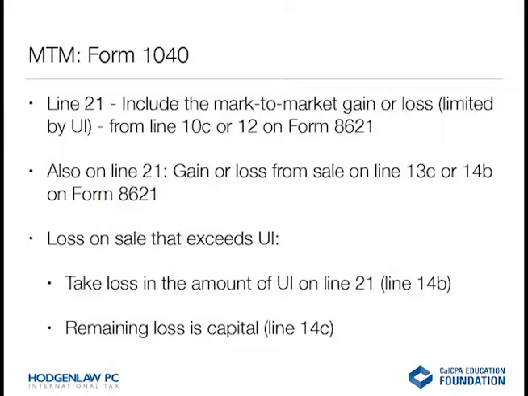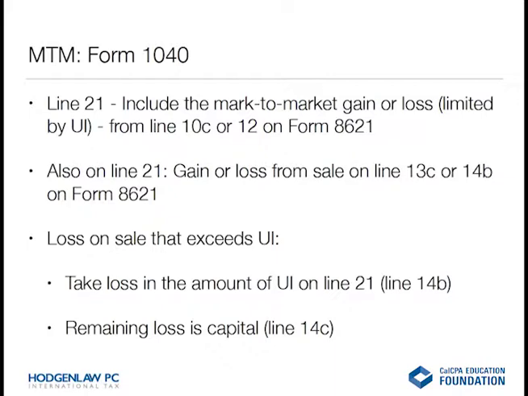So where do all these numbers actually go? That's the important question. The mark-to-market gain or loss goes from line 10C or 12 on Form 8621 over to line 21 of your tax return, Form 1040, and that is where it is reported and taxed. Also, on your line 21, if you have a gain or a loss from the sale from line 13C or 14B, that'll go to line 21.